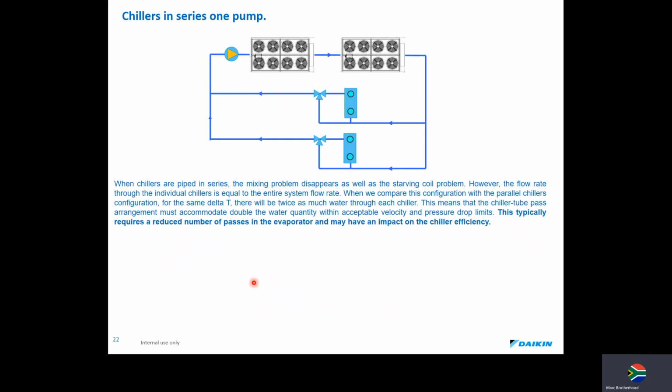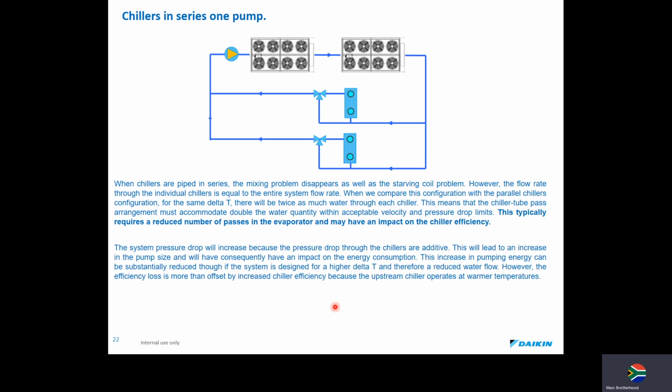You'll notice that some of Daikin's new chillers only have a single pass in and out. They don't have the curved double passing. The system pressure drop will increase because the pressure drop through the chillers is additive. So if you have 20 kPa here and 20 kPa here, the additive loss is 40 kPa. This will lead to an increase in the pump size, and consequently have an impact on the energy consumption. This increase in pumping energy can be substantially reduced if the system is designed for a higher delta T and therefore reduced water flow.